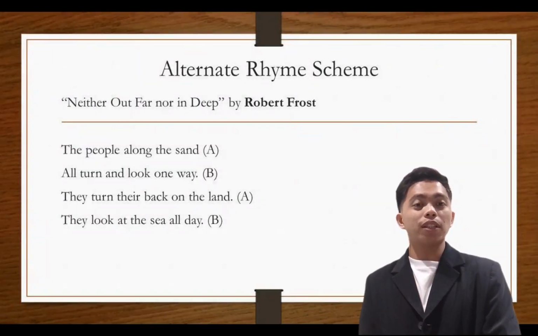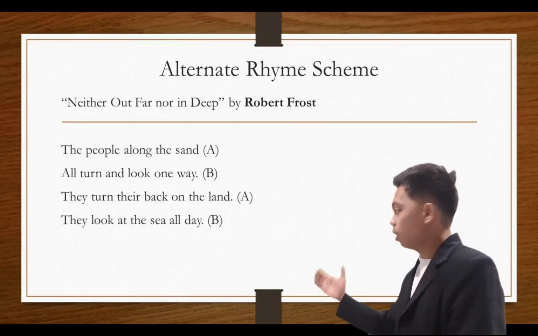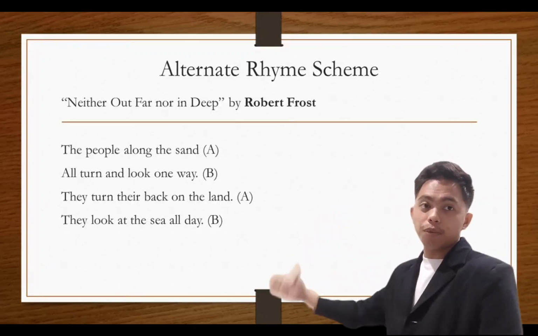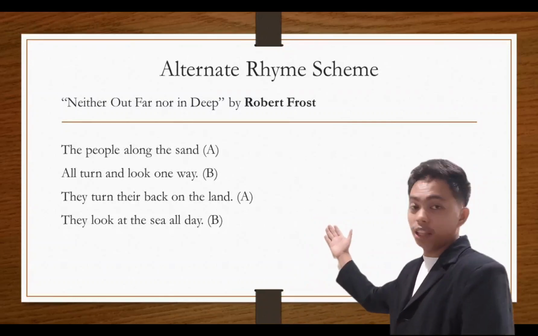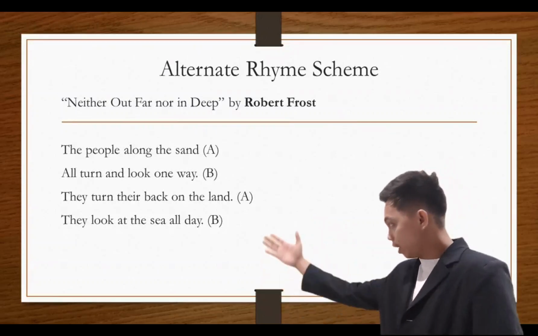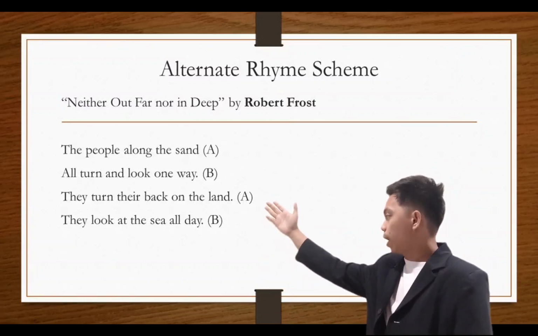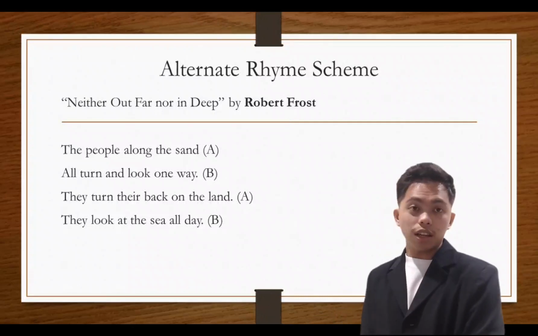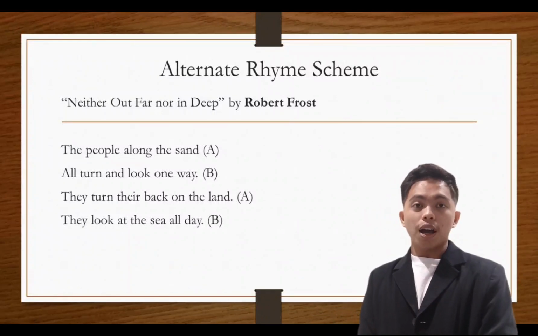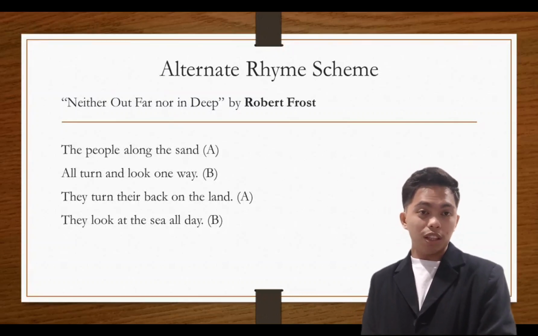Okay, class. So here are some examples of poetry that uses different rhyming schemes. So the first one is alternate rhyming scheme. It is a poetry entitled "Neither Out Far Nor In Deep" by Robert Frost. So as you can see, it uses the pattern of ABAB. So the first and third line uses the words land and sand, which rhyme with each other.